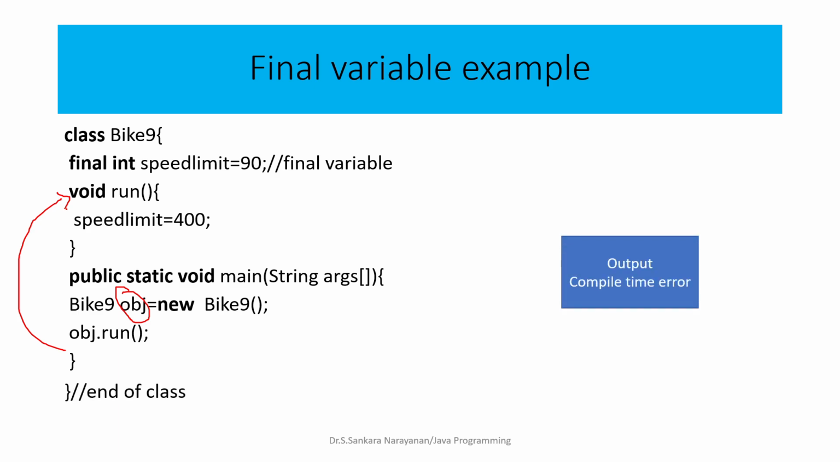Why am I getting a compile time error? Because here the speed limit is a final variable. If any variable is declared as a final variable, we cannot change the value of the variable. Whatever value is assigned to the speed limit, we cannot change it. Here the value is 90, so it is fixed as a constant. Inside the run method I am trying to change the value of speed limit, so it will show the compile time error. This is the first type.